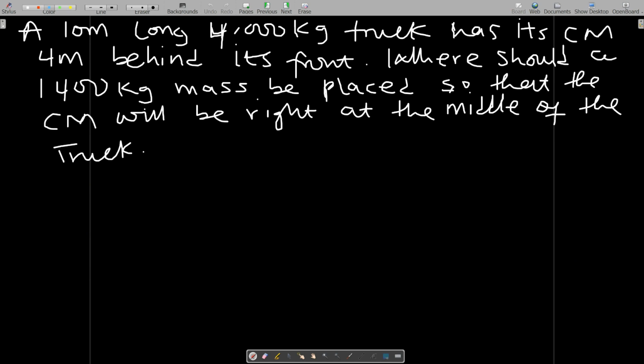A 10 meter long 4,000 kilogram truck has a center of mass 4 meters behind its front. Where should a 1,400 kilogram mass be placed so that the center of mass will be right at the middle of the truck? Okay, alright, let's go ahead and solve this question.